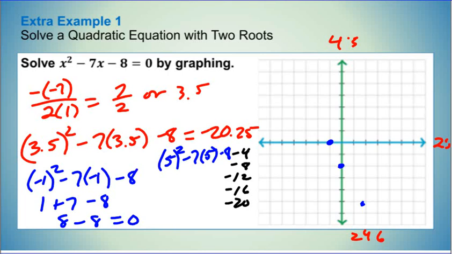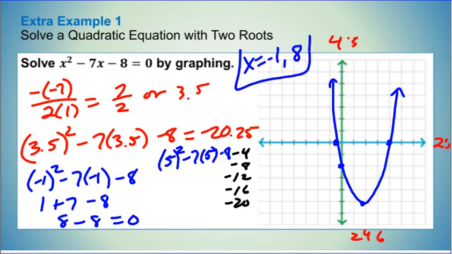So let's try 8. So 8 squared is 64, minus 56 is 8, minus 8 gives you 0. 1, 2, 3, so we're counting by 2's. So this was 2, so 1 would be right here, -1 here. 8 would be 2, 4, 6, 8. This would be 8 right here. So now I can draw my parabola, and my solutions would be x equaling -1 and x equaling 8.